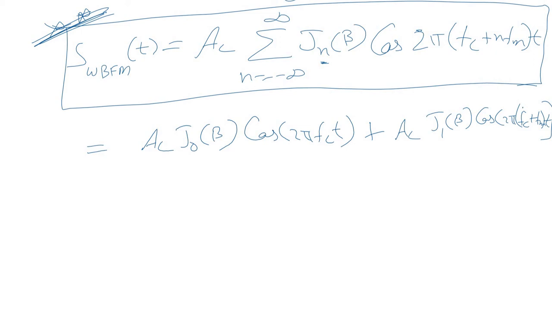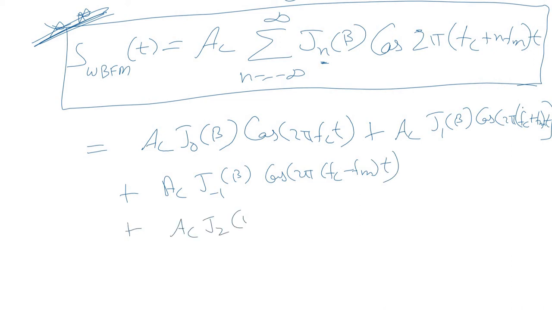Similarly, we can have the terms on the negative order side. When n is equal to minus 1, the term would be A_c into J_{-1}(β) cos of 2π(f_c - f_m)t, plus A_c J_2(β), when n is equal to 2, cos of 2π(f_c + 2f_m)t, and so on. So there are an infinite number of such terms in the wideband FM signal.